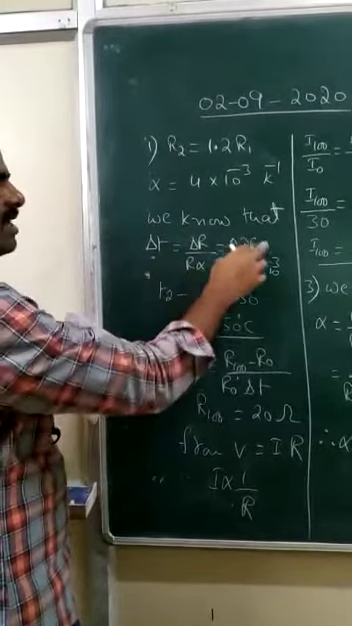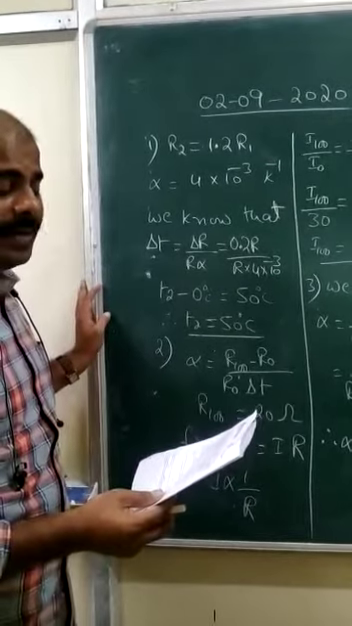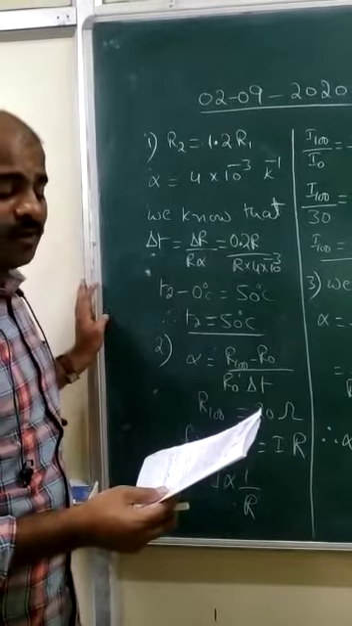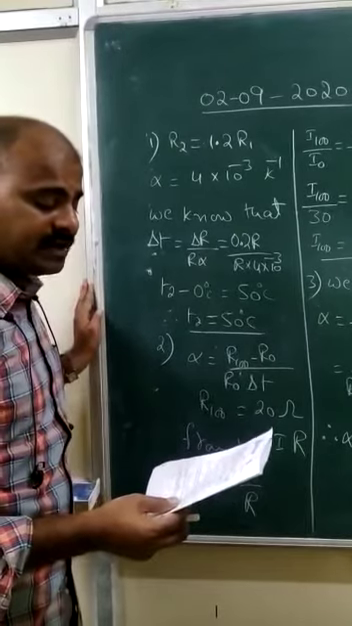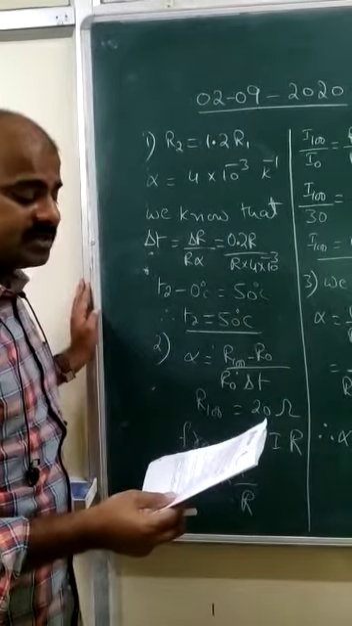Now the question number 2. The resistance of an iron wire is 10 ohm and alpha is 10 into 10 power minus 3 per degree Celsius. If a current of 30 amperes is flowing in it at 0 degrees Celsius, keeping the potential difference across its length constant, if the temperature is increased to 100 degrees Celsius, then what is the current flowing through that wire?